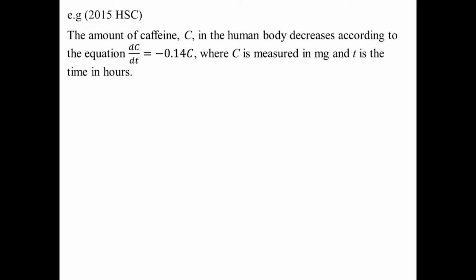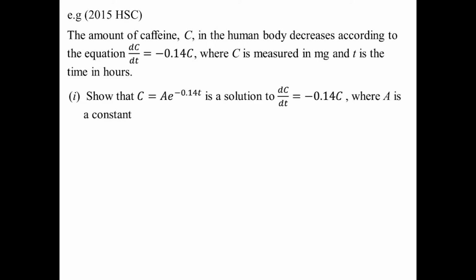So let's have a look at an actual HSC question. I went and found one that didn't involve integrating, so one that we could look at and see how we do. It's from 2015, so a few years ago now. And they're looking at the amount of caffeine in a body. So someone drinking lots of cups of coffee and things like that. They're saying that it gets out of your system at a rate of negative 0.14 C, where C is the amount of caffeine in your body at that particular time. And they've told us that's going to be measured in milligrams and T is going to be measured in hours.